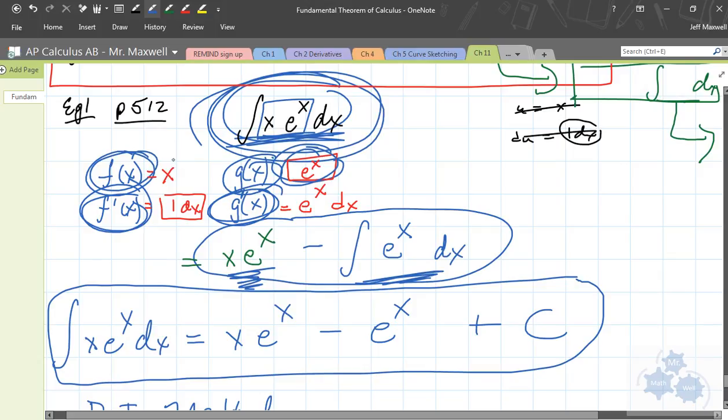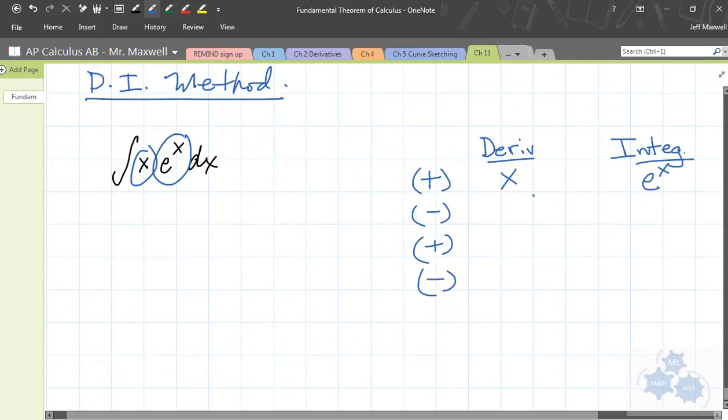We took the derivative of x, and we took the integral of e to the x. So we're basically going to put that in this chart. I'm going to take the derivative of x. I'm going to take the integral of e to the x. Okay? So what we do is we work down now, and we say, okay, what's the derivative of x? It's 1, right? Now, we don't stop there. This is the cool part of this. We're going to differentiate again, okay? And I'll tell you why in a second, but what's the derivative of 1?